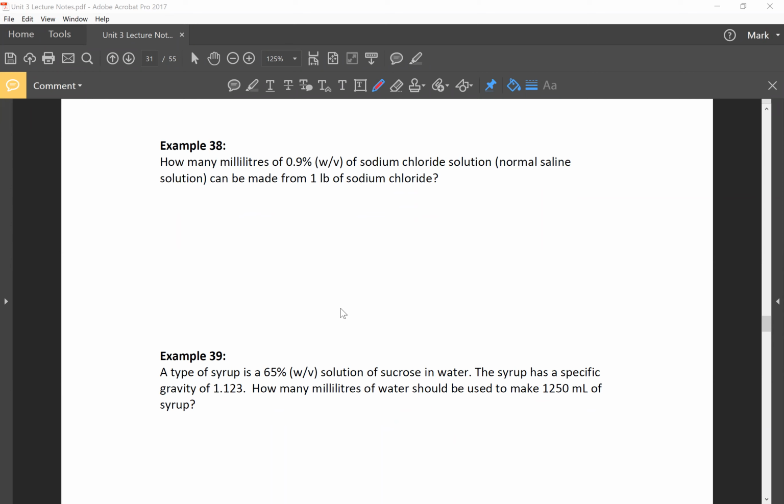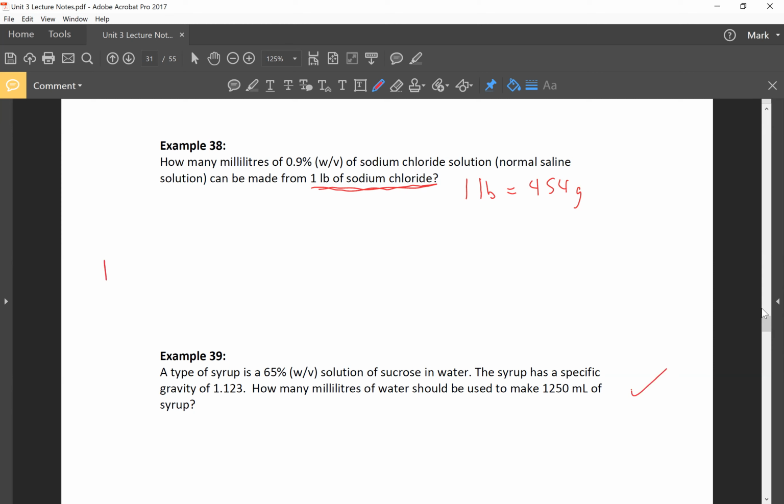For 38, you're looking at making a pound of sodium chloride solution, or you're using a pound of sodium chloride solution. So one thing is 1 pound is 454 grams. So you'll need that for the first one. I don't think you need anything else. And for 39, you got a percentage, you got a specific gravity. So this one's good as well.